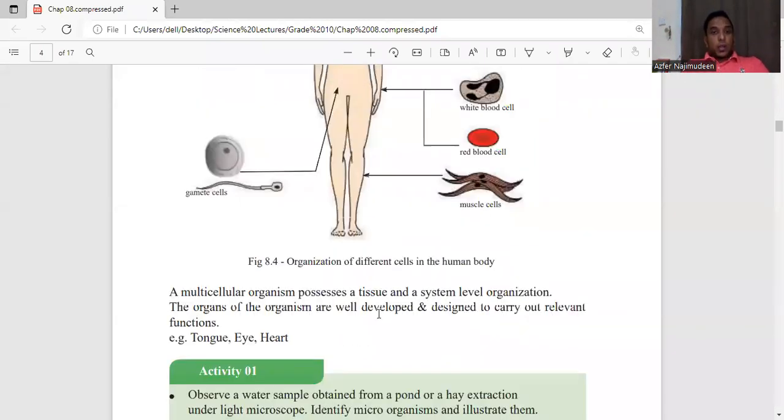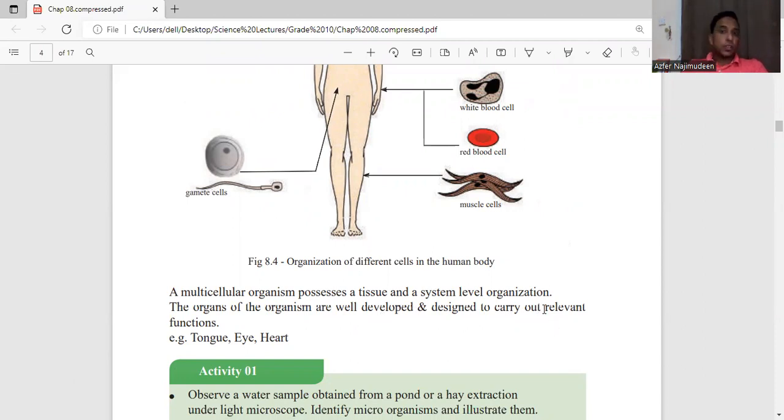A multicellular organism possesses a tissue and a system level organization. The organs of the organism are well developed and designed to carry out relevant functions. Now what they say is, these multicellular organisms have a tissue and a system level organization. Okay, so what is a tissue?